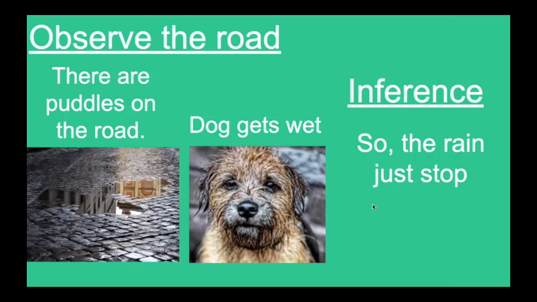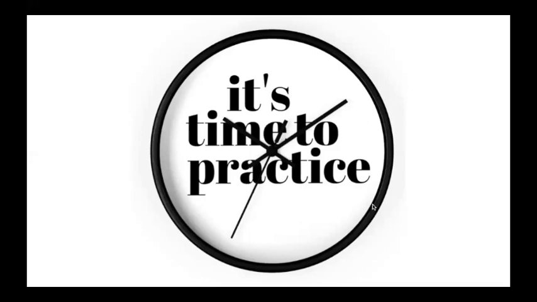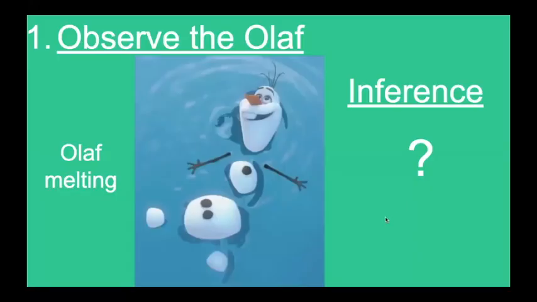Okay. So now it's time to practice. I will ask you to open your copybook. Open your copybook, please. Take your pen or pencil and write down number 1. We observe the snowman, we observe Olaf. And what's going on here? Olaf is melting. Look at the picture.